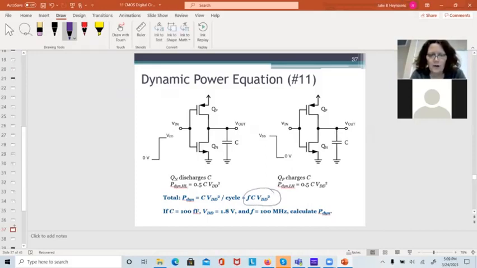This is like Ohm's law. The dynamic power dissipation is going to come out, when you do the calculations, to be: if I switch it faster, it's going to consume more power. If I'm driving more capacitance, I have a bigger charge to charge and discharge. It's going to consume more power. And it also goes up with VDD squared.